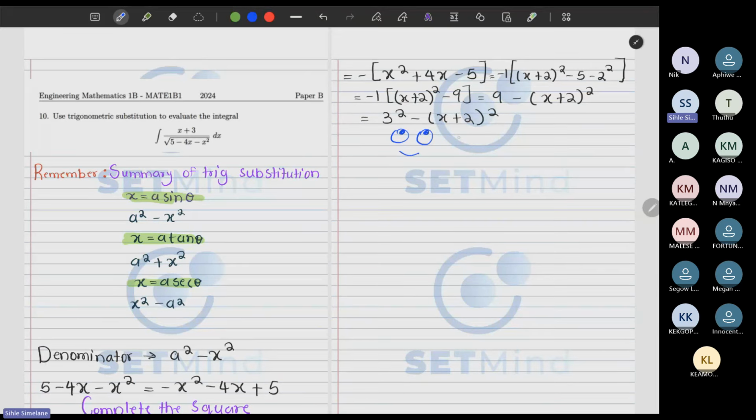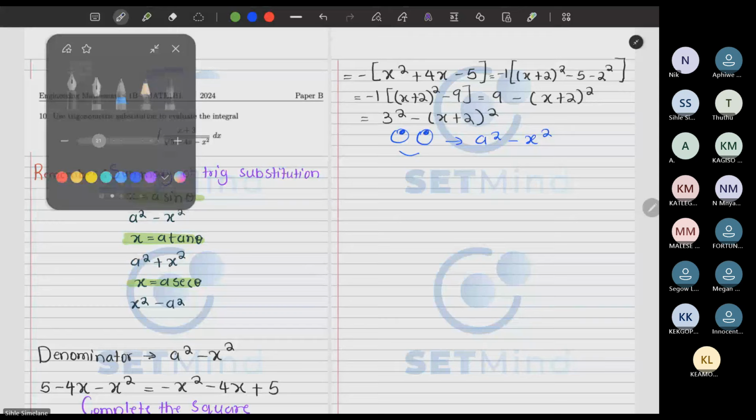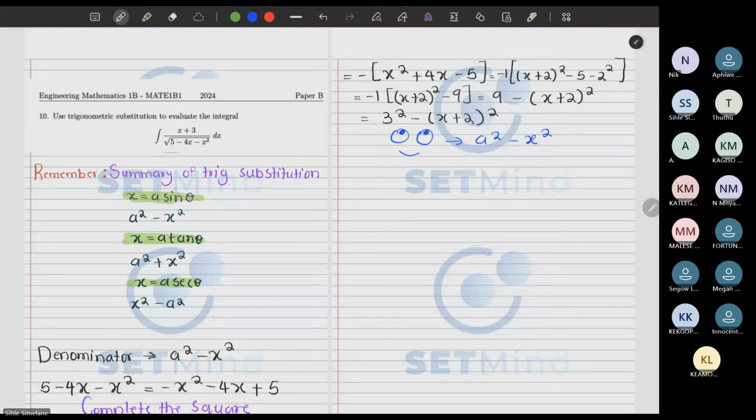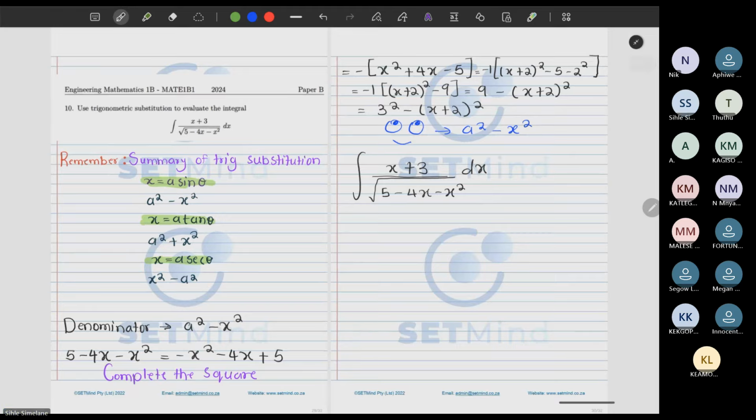So I urge you to make sure that you do revise your substitution. Now it looks like the form of a squared minus x squared, and that makes me very happy. Which means when we look at our integral, what we have is the integral of x plus 3 divided by the square root of 5 minus 4x minus x squared. That makes me very happy because I know that I can eventually make it take this form, and then I can do my substitution.